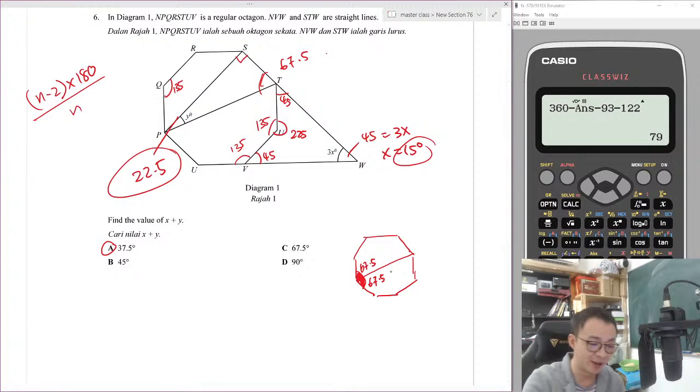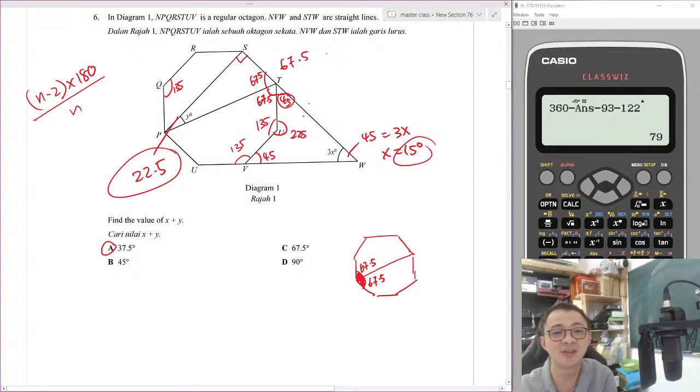This is the reason why I will have 67.5 here. I have another 67.5 here. And then plus another 45, you get 180. So this is the reason why I will get 67.5.